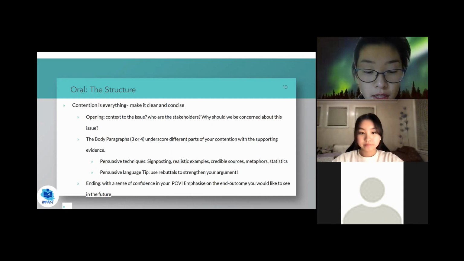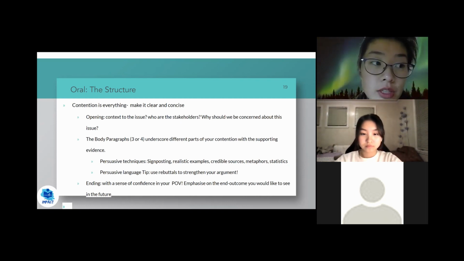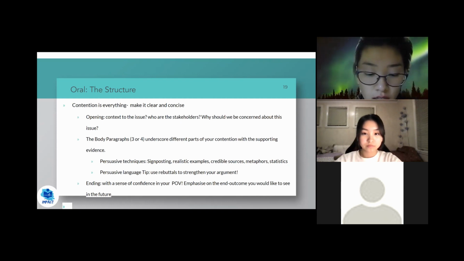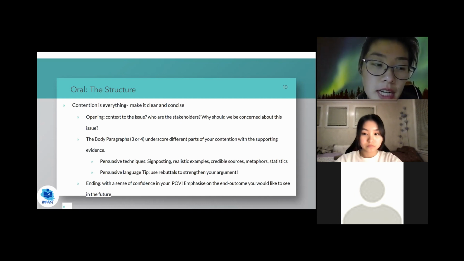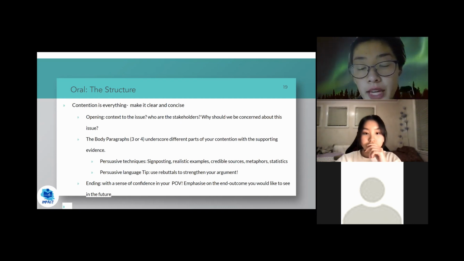One technique that's typically used to strengthen the credibility of your argument is having a rebuttal. So essentially stating what the opposing argument is and using logic or your own reasoning to basically dissuade that and counter that.